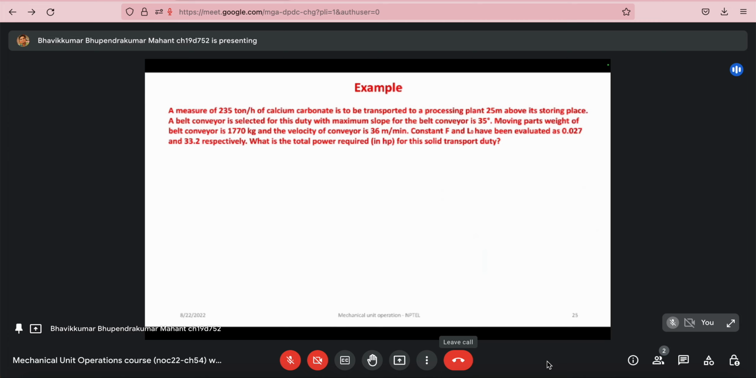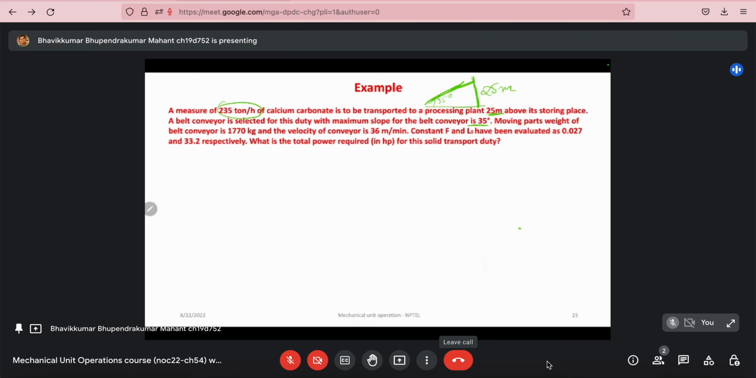Now we are going to the example. A capacity of 235 tons per hour of calcium carbonate is to be transported to a processing plant 25 meters above its storing place. A belt conveyor is selected for this duty with a maximum slope of 35 degrees. So the belt conveyor has a slope of 35 degrees.